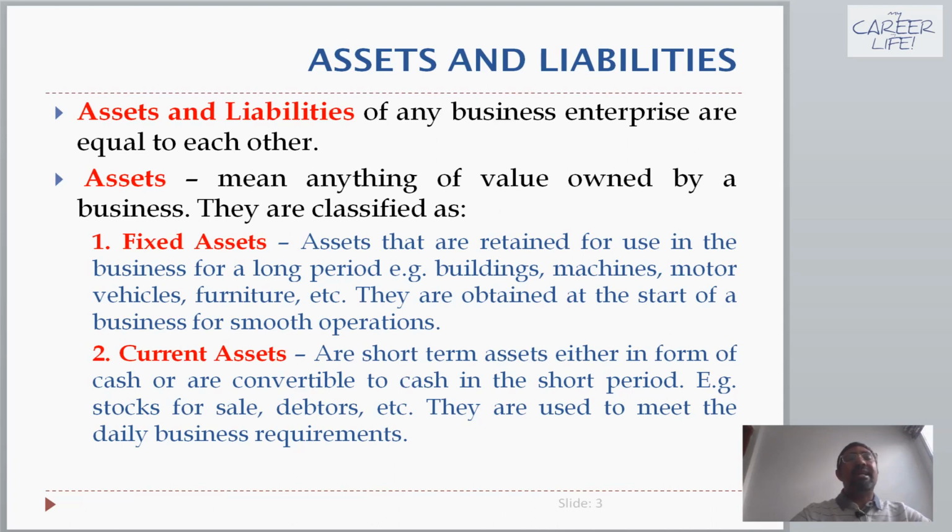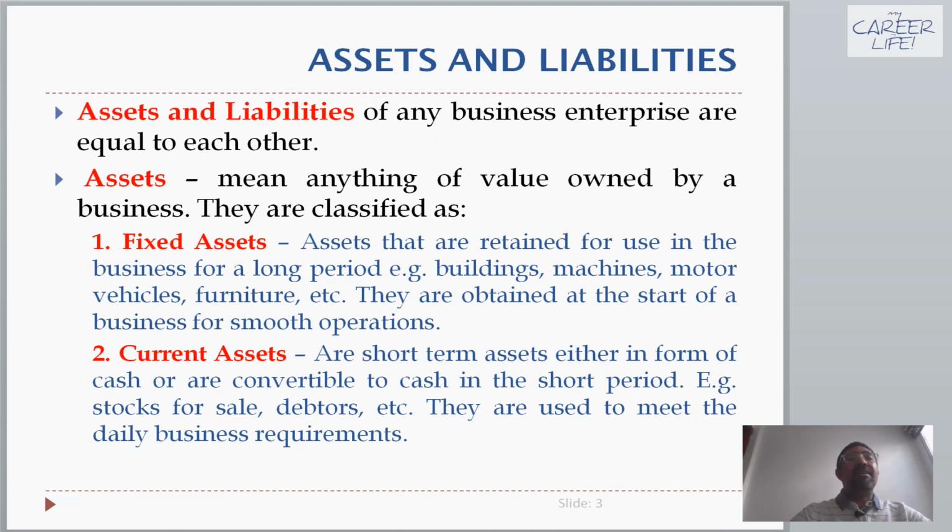We have two main classifications of assets. We have fixed assets. These assets are retained for use in the business for a long period of time. That means we acquire fixed assets for the purposes of business operations. Examples here, we have buildings, we have machines, we have motor vehicles, we have furniture. All these are considered as fixed assets. They are obtained at the start of the business for smooth operations of the business.